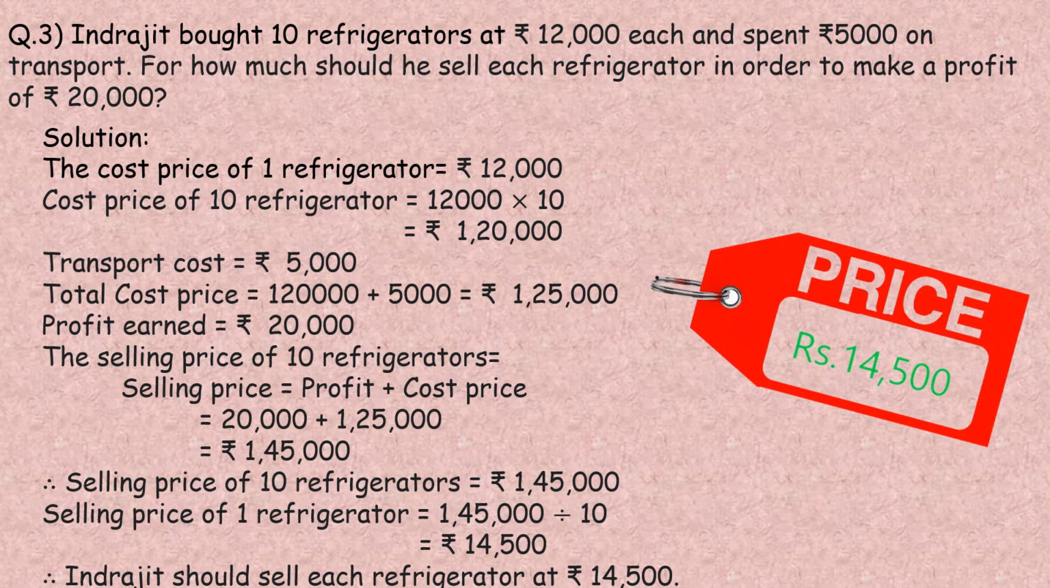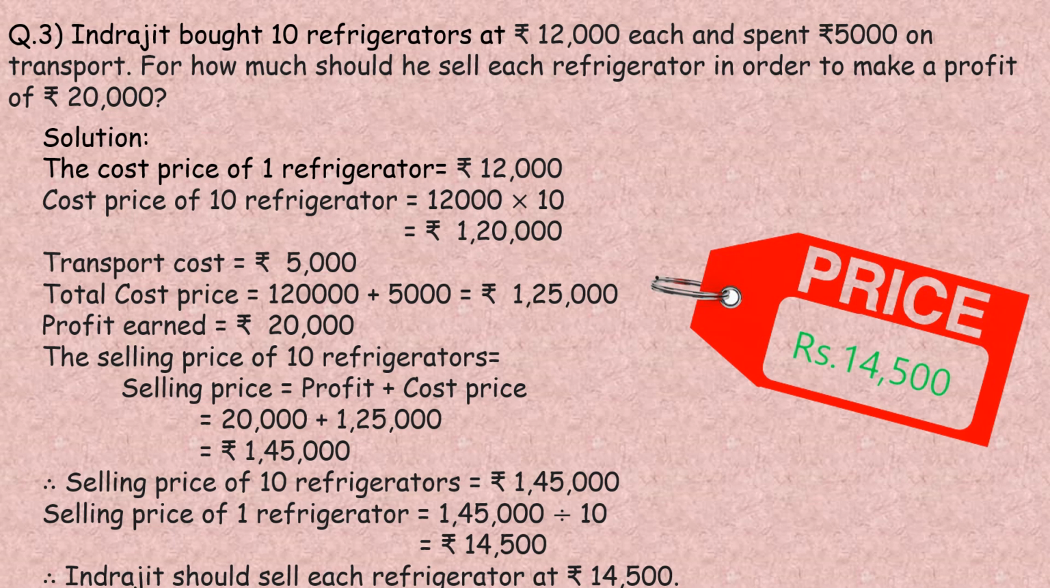Now Indrajit bought 10 refrigerators at rupees 12,000 each. Again, each means for one refrigerator. So 10 refrigerators will be 12,000 into 10, that is 1,20,000. Now Indrajit also spent on transport, that is rupees 5,000. So the total cost price will be 1,20,000 plus 5,000, that is 1,25,000 is the total cost price of 10 refrigerators.